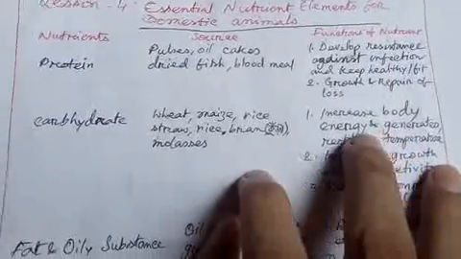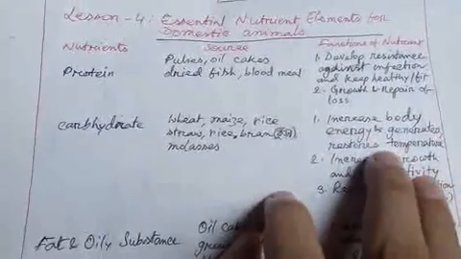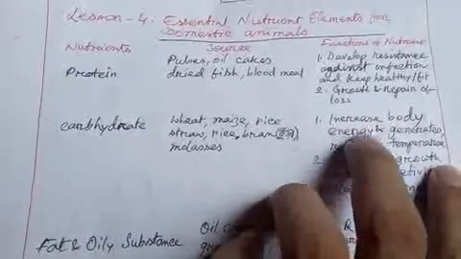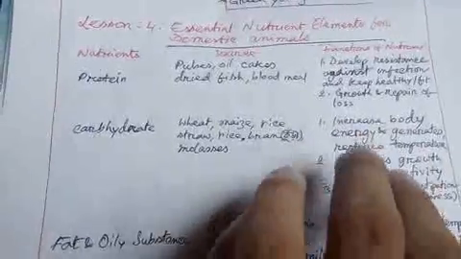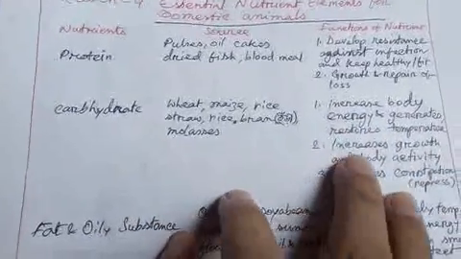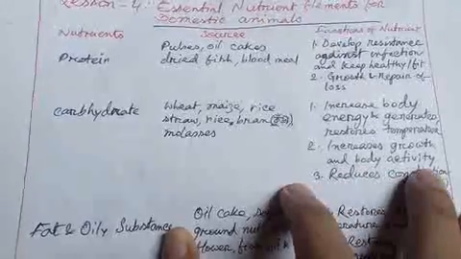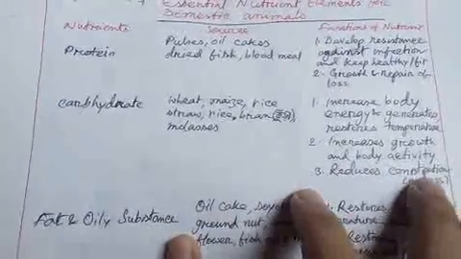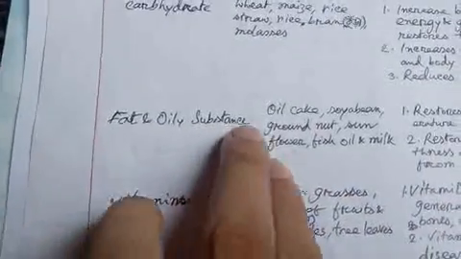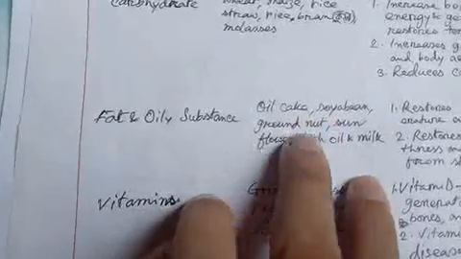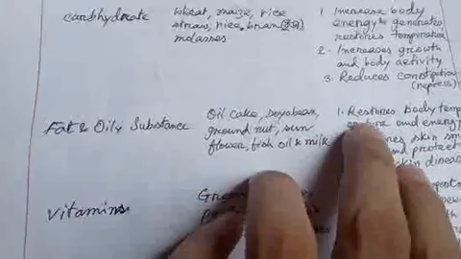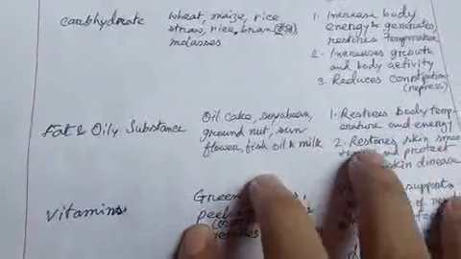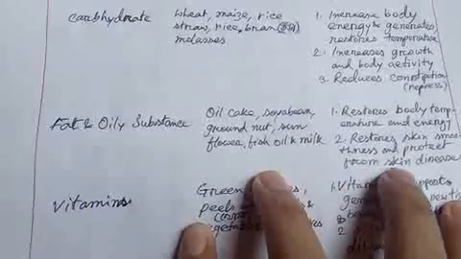Increase body energy and generates and restores temperature, generating temperature and restoring temperature. So next one is increases growth and body activity. Okay, reduces constipation. Okay, so then fat and oily substance we can get from oil cake, soybean, groundnut, sunflower, fresh fish oil, and milk. Okay, what are the functions? Restores body temperature and energy, restores skin smoothness, and protects from skin diseases.